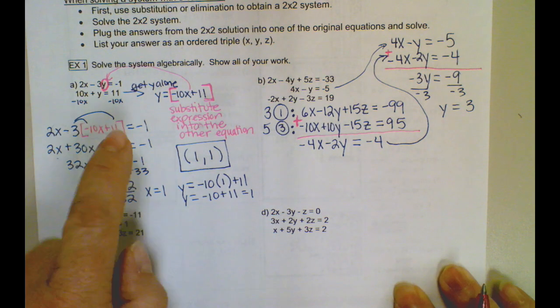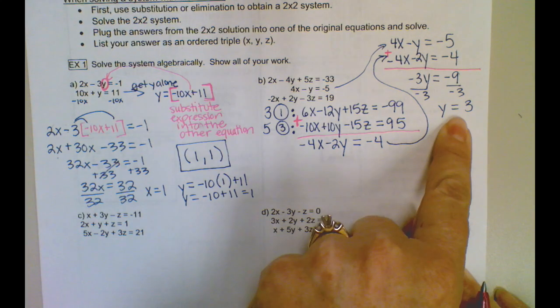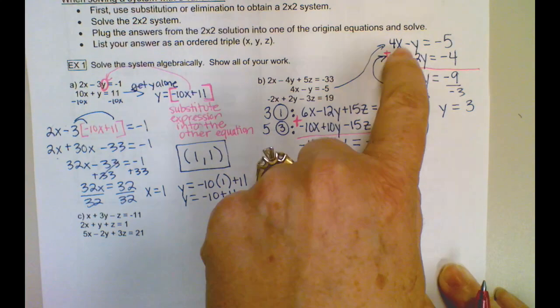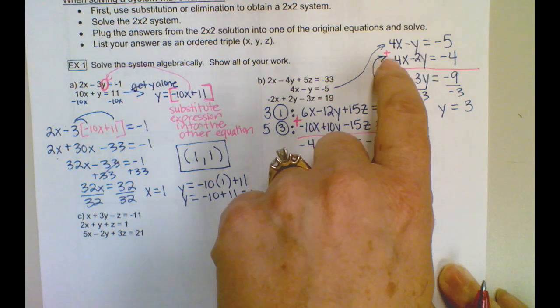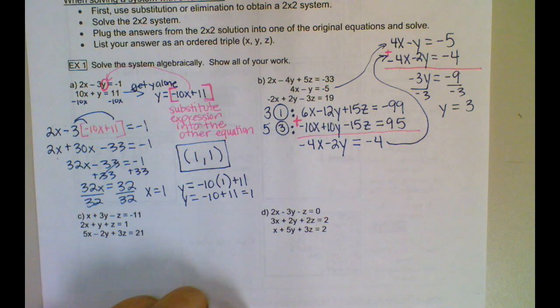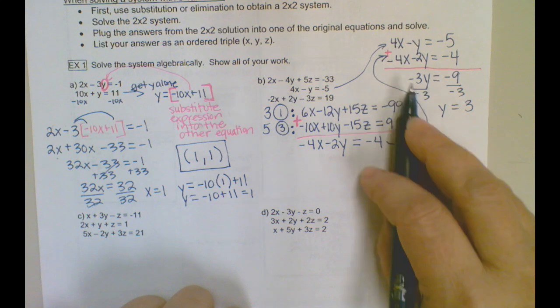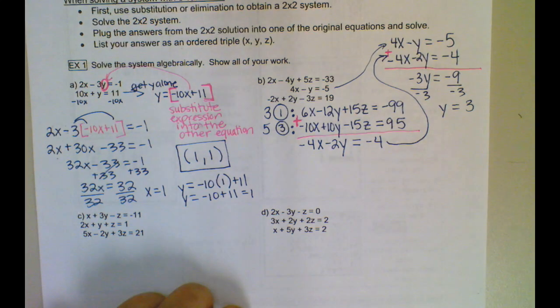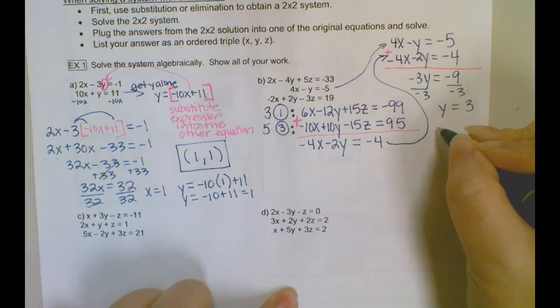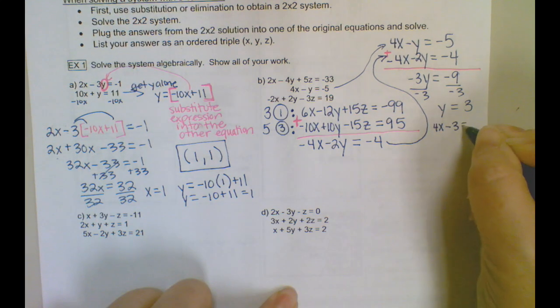Just like I did over in example 1. Once I know the value of one of the variables, I plug it in. I need to plug it into the 2 by 2, right? Because I am not done solving the 2 by 2 yet. So if y is 3, I'm going to put that into one of these equations. It does not matter which. I'll just use the top one. So 4x minus 3 equals negative 5.